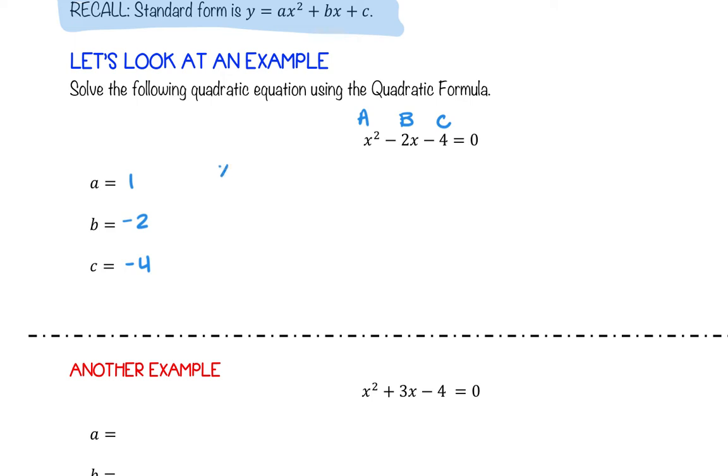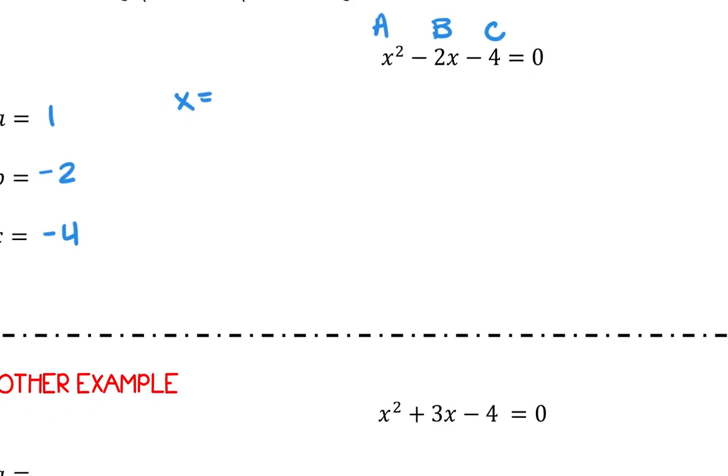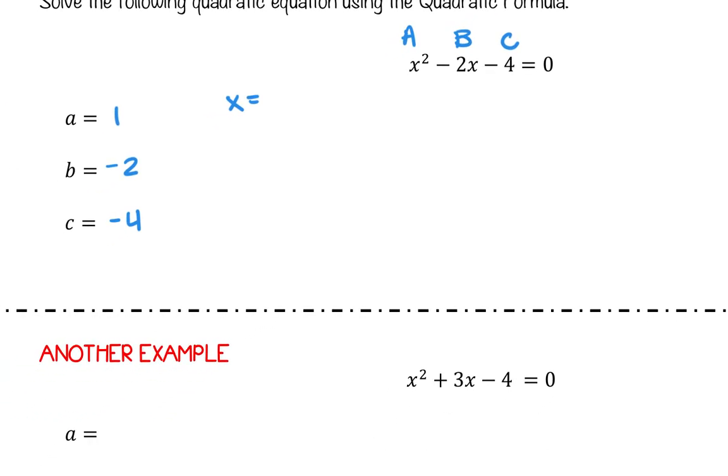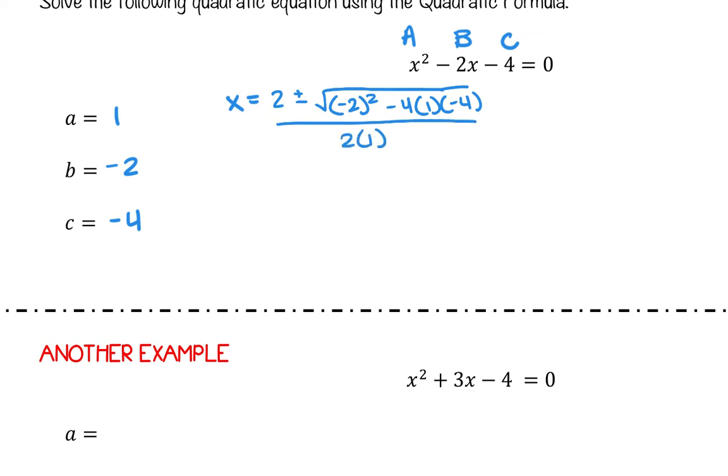So, x equals negative b. So my b is negative 2, so it's really the opposite. So it's going to be a positive 2 plus or minus square root b squared, so negative 2 squared, minus 4. My a is 1, my c is negative 4, all over 2a, and my a is 1.